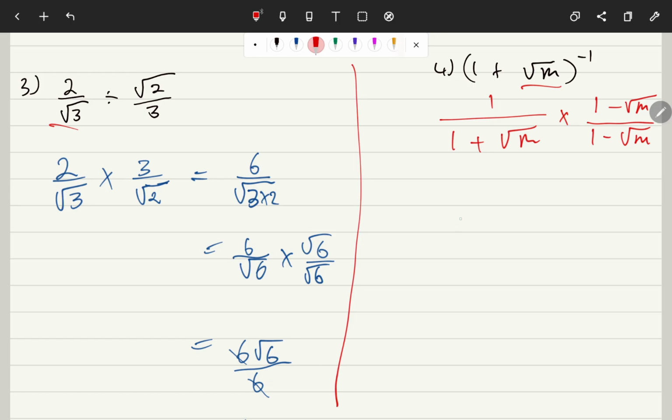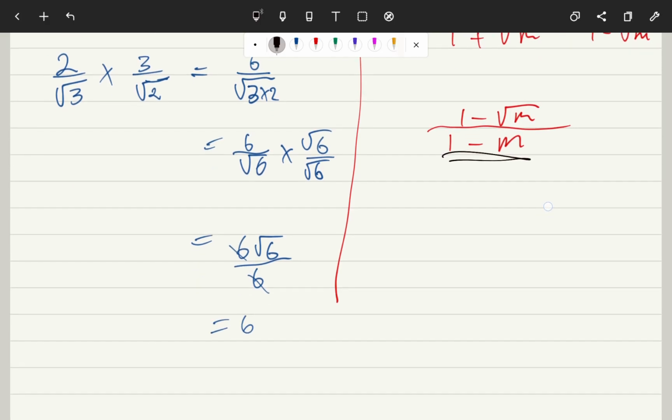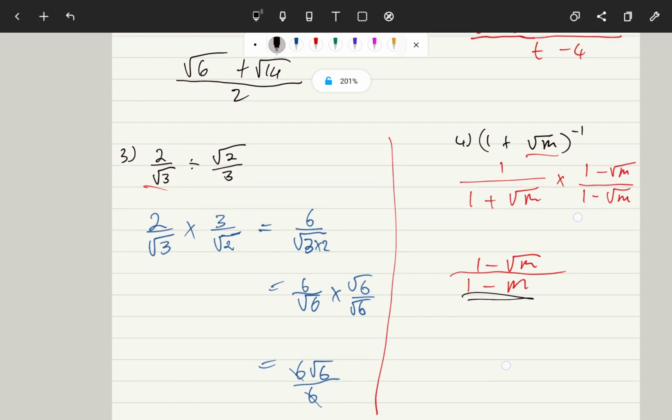Numerators are not really complicated. It's just going to be this, 1 minus root m. And then denominators are also not very complicated. The answer is going to be 1 minus m. And like I said, if you don't know how I got to this answer so quickly, wait for chapter 2. Otherwise, you can just do your FOIL. You will see that it's going to land you with the same answer as me, right? So this is how it's done.